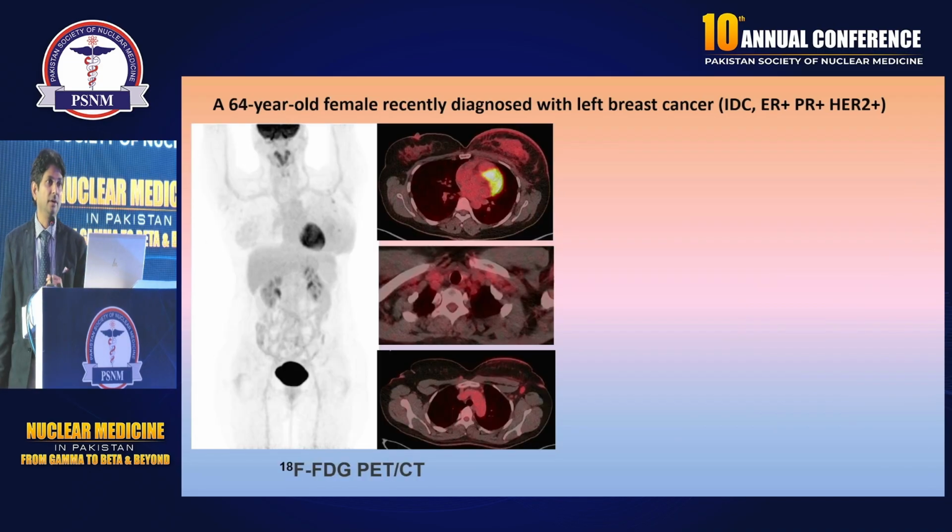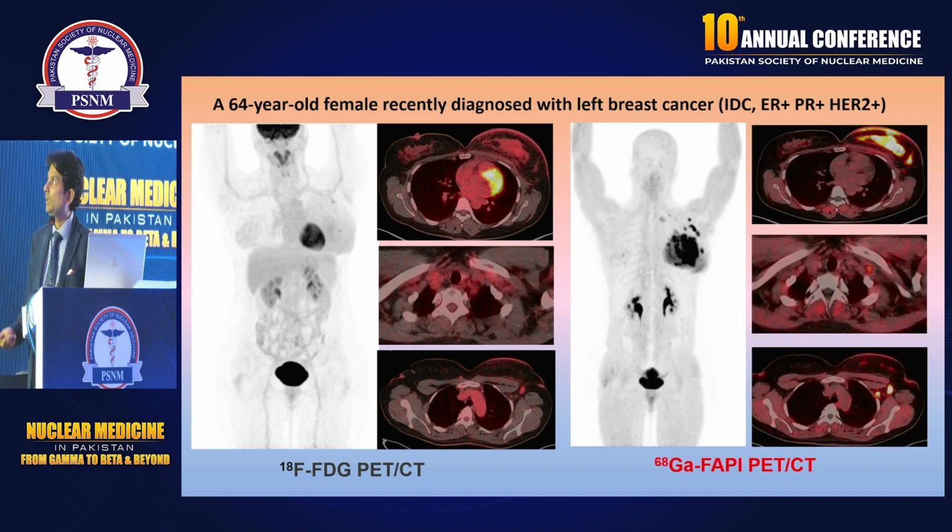Another case. This is a 64-year-old female recently diagnosed with locally advanced breast cancer, who underwent an FDG PET-CT. You can see this patient has some very heterogeneous uptake in the breast, and there is a small prominent left axillary lymph node, equivocal. You can see the difference with FAPI. FAPI shows a very extensive tumor, and the patient has axillary lymph node metastasis plus supraclavicular. So it changed the management.